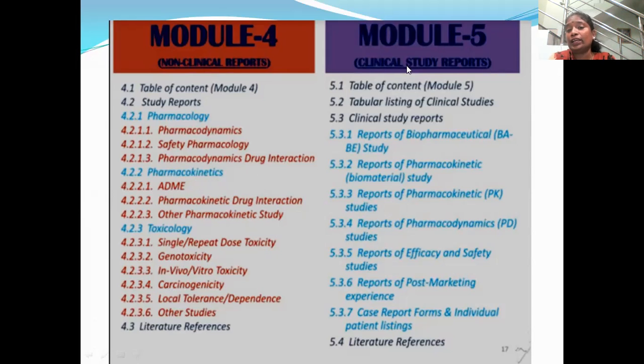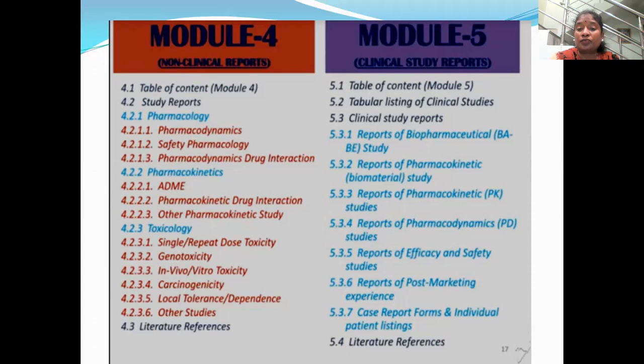So module 5, what does it contain? Mainly the clinical studies. We are conducting clinical studies on humans and also patients. So what does it contain? A table of contents, a tabular list of the clinical studies you conducted, which you have to submit, and the clinical study reports. It contains reports on biopharmaceutical information, and BABE, meaning bioavailability and bioequivalence studies, you have to submit. These are the reports.